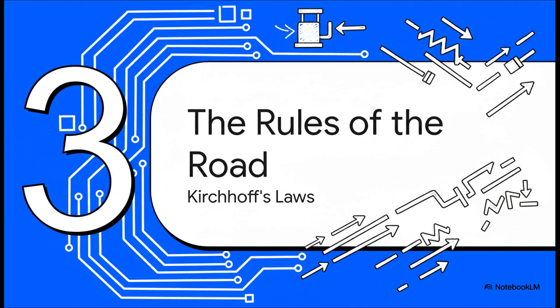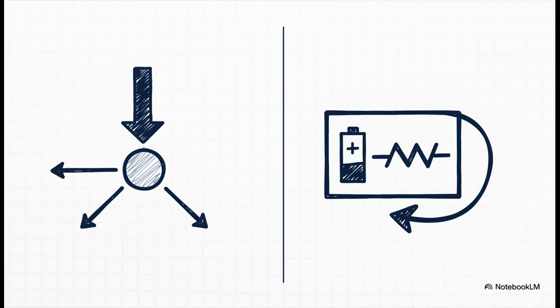But what happens when you start building real stuff? You know, a complex circuit board with paths going all over the place. Well, for that, you need the official rules of the road for electricity. And this is the incredible part. It all, and I mean all of it, boils down to just two really simple but super powerful rules. They're named after Gustav Kirchhoff.